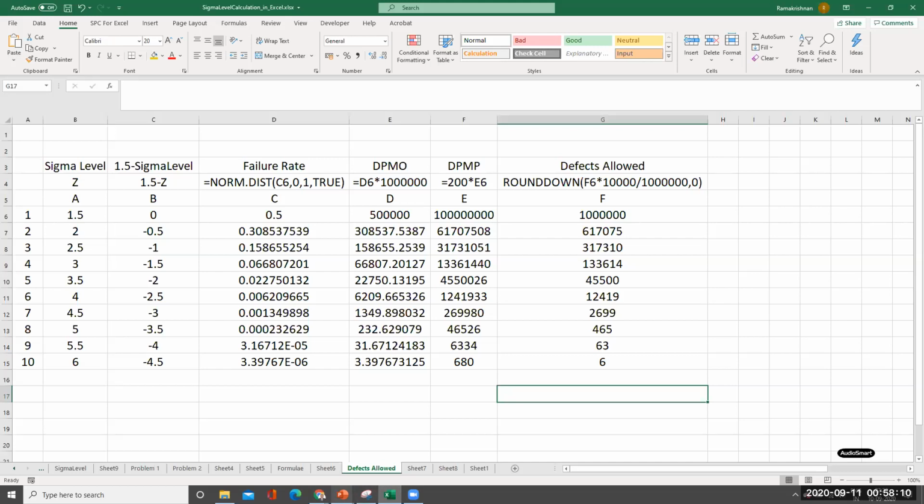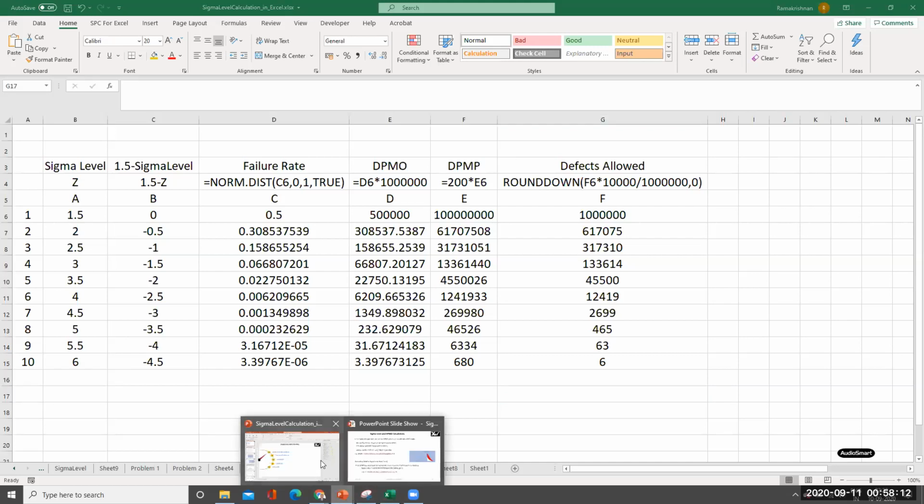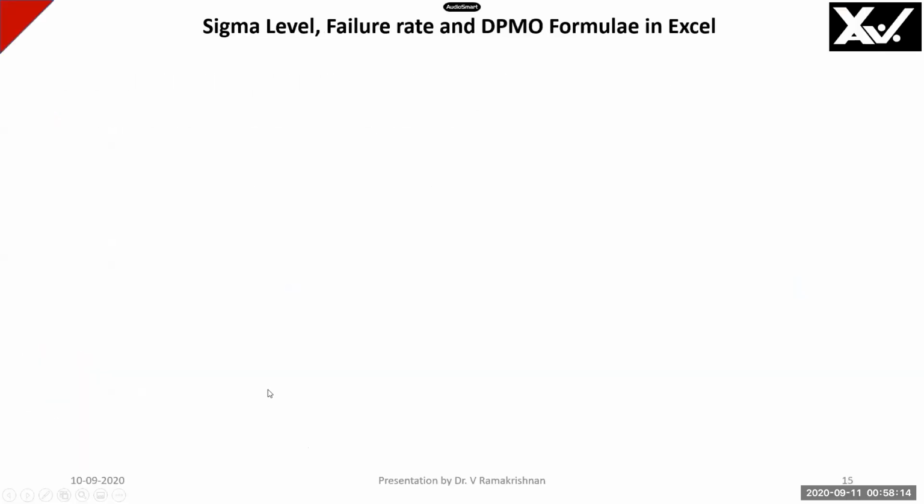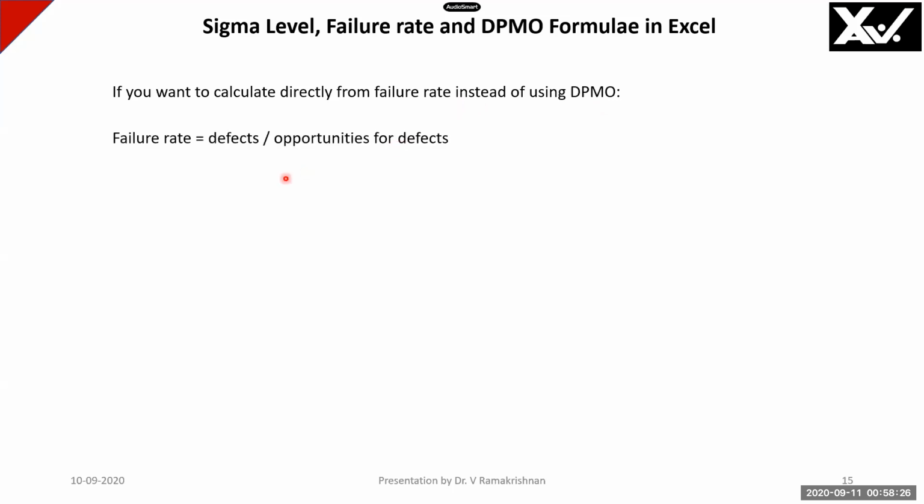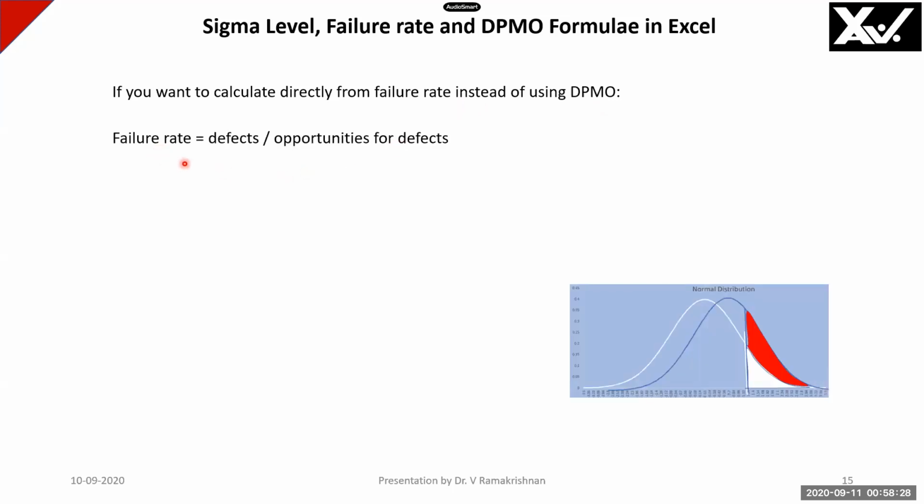We'll go back. Now we will go there. Sigma level, failure rate and DPMO in Excel. If you want to calculate directly from failure rate instead of DPMO, you know DPMO by 1 million is failure rate. So all you need to do is, instead of DPMO by 1 million, substitute the failure rate.